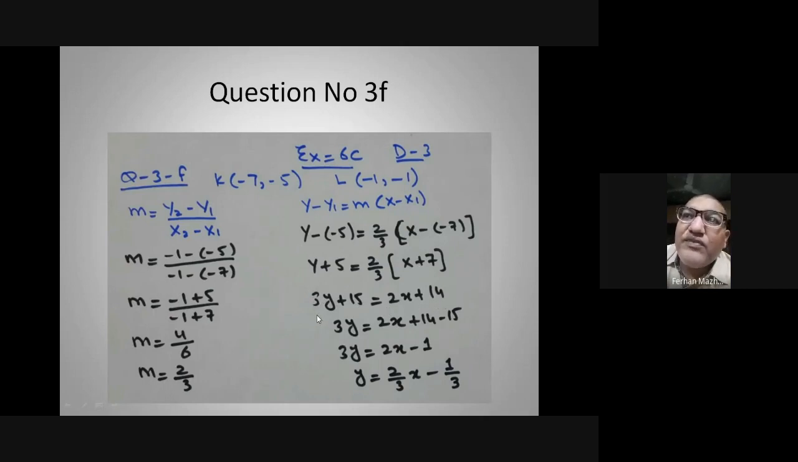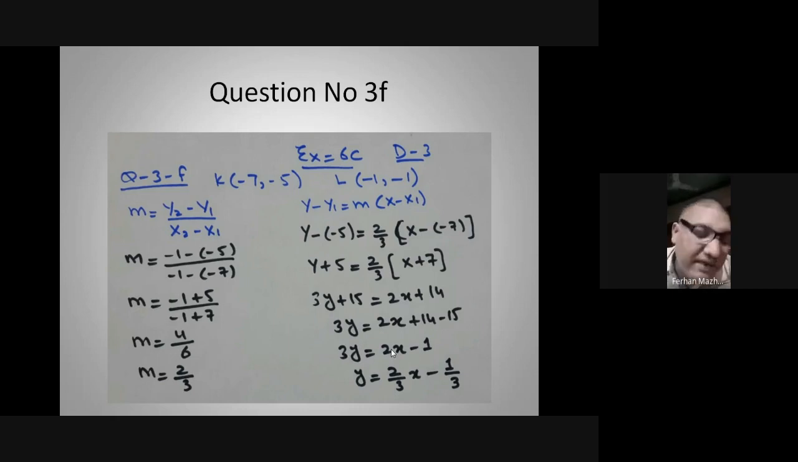Bring this plus 15 to this side. You will have 3y equals 2x plus 14 minus 15, so 3y equals 2x minus 1. Bring this 3 to the other side, it will be the denominator in both of them. So you will have y equals 2 by 3 x minus 1 by 3.